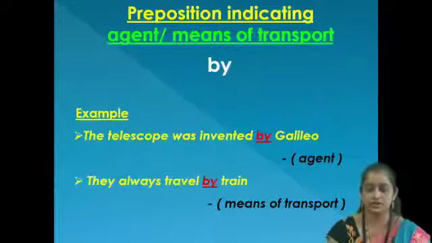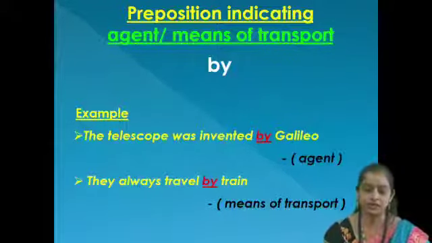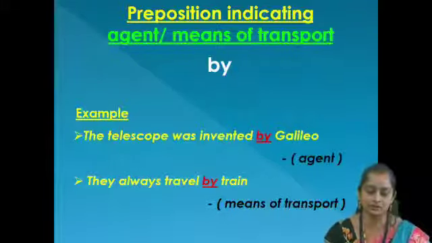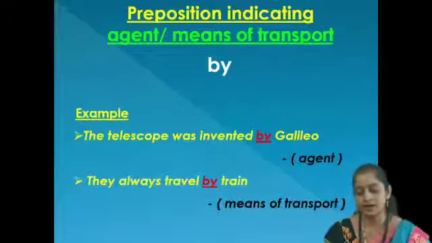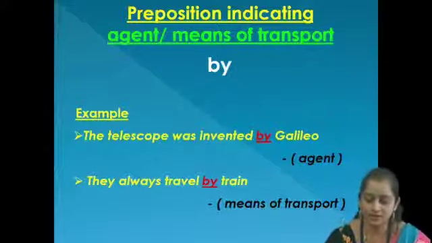And preposition indicating agent or means of transport. For example, the telescope was invented by Galileo. In here, the preposition is of by and it indicates agent. And next example is they always travel by train. In here, the preposition is by and it indicates means of transport.